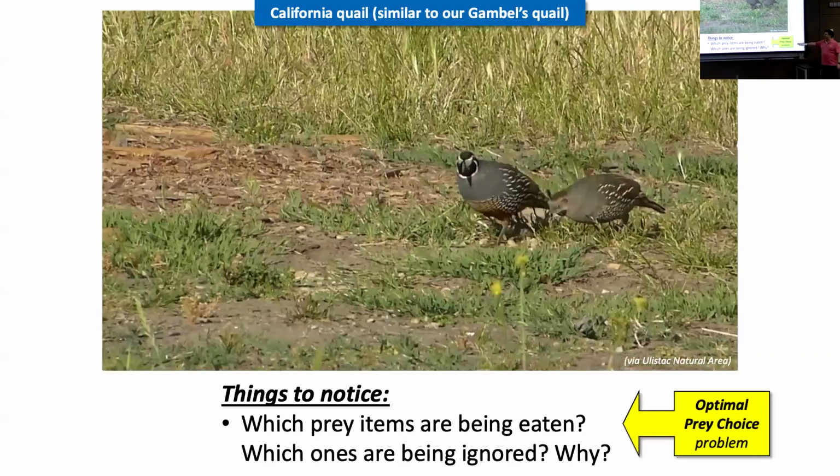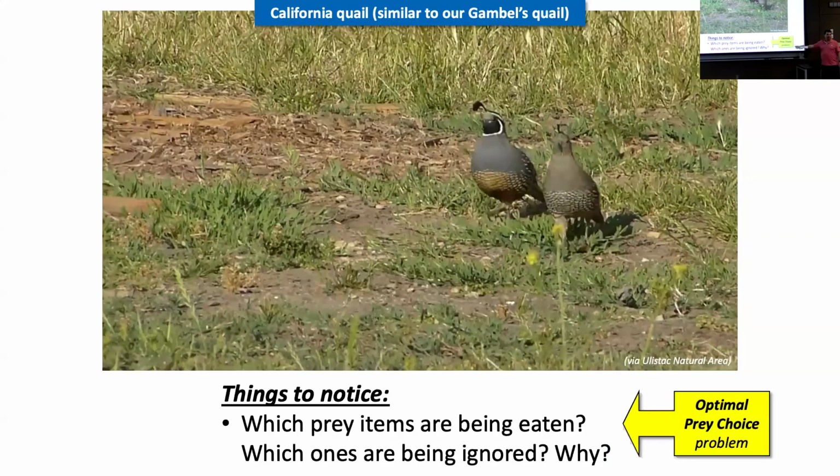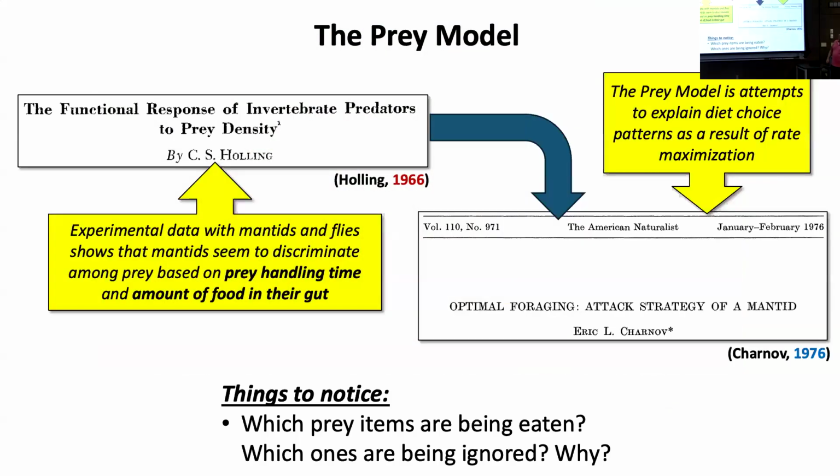So this is the optimal patch choice or prey choice problem. Which prey do you pick? And in order to help understand this, the early models were the prey model, so to speak. There's Charnov, the guy who spent a lot of his time at the University of Arizona. Holling's disk model had a big influence on Charnov, and then Charnov formalized this prey model, which we're going to summarize here today.